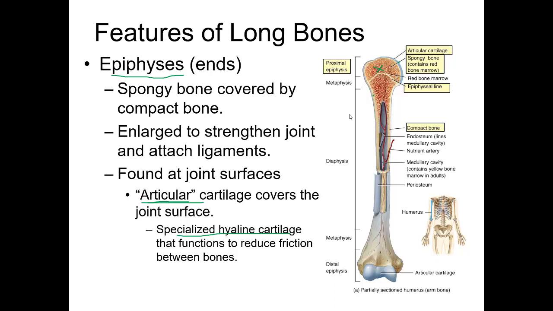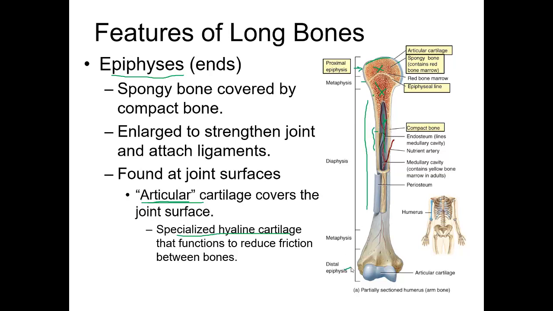So to recap here, this long shaft is called the diaphysis. You have the medullary cavity right here. This is compact bone. This is spongy bone. This is endosteum. This is periosteum. This is articular cartilage. This is metaphysis. This is proximal epiphysis. This is distal epiphysis.